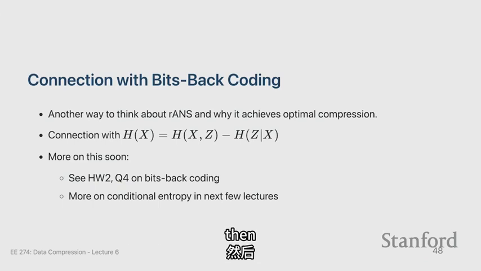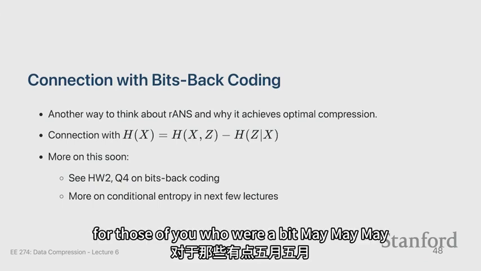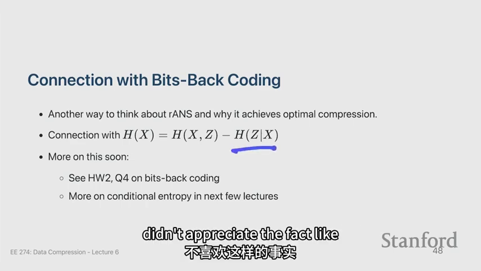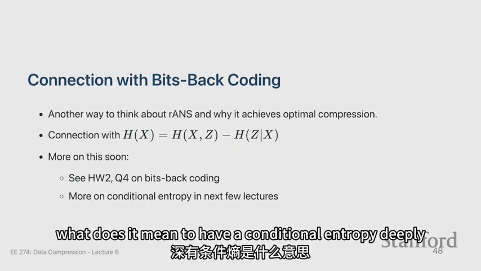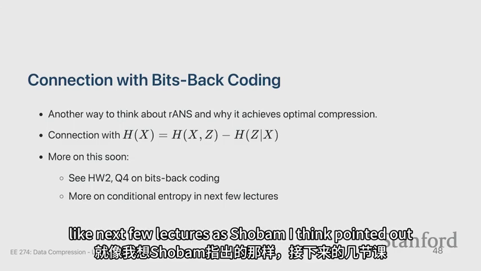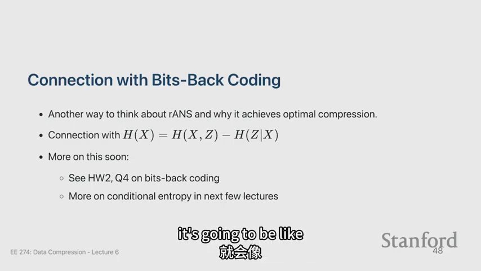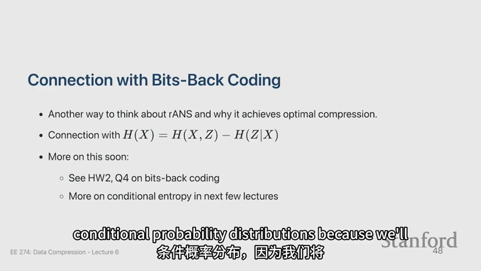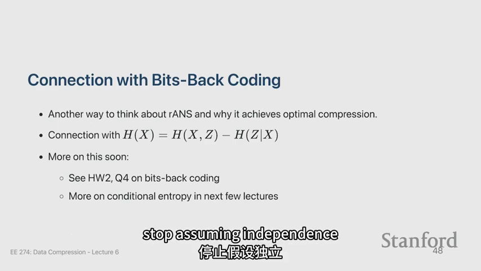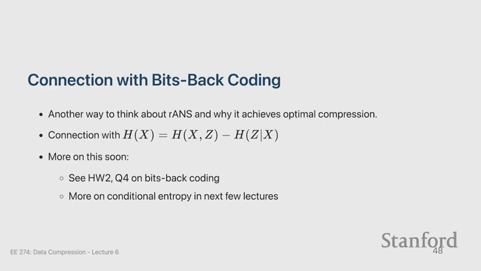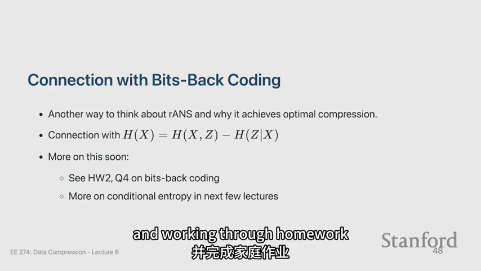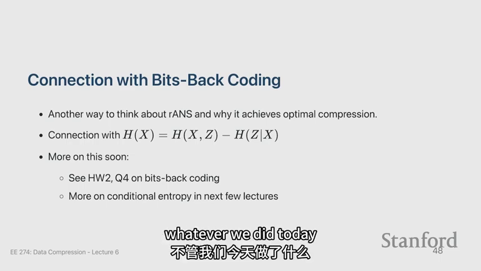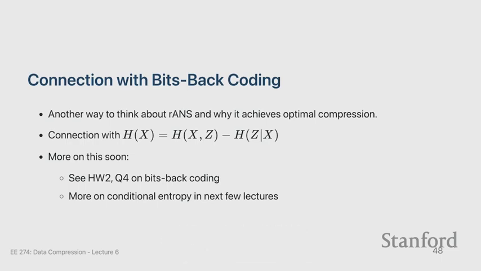And then for those of you who didn't appreciate what it means to have a conditional entropy, deeply, well, in the next few lectures, as Shubham I think pointed out even in the next class, we are going to be talking about conditional entropy and conditional probability distributions, because we'll stop assuming independence. So the next few lectures and working through homework will really make you understand whatever we did today from another light independently.